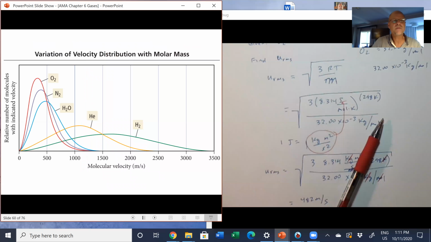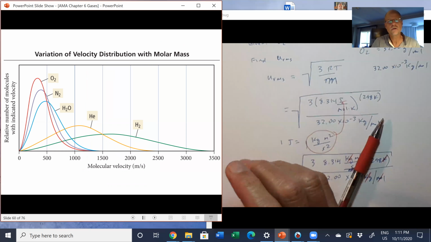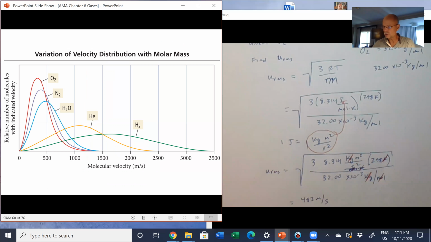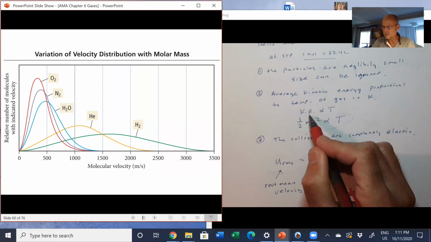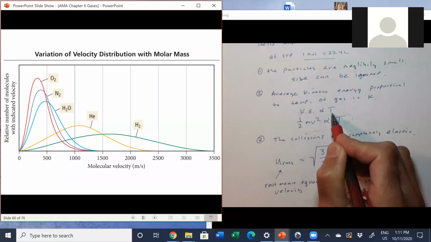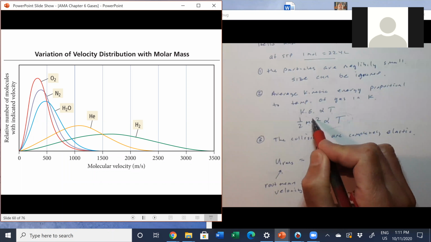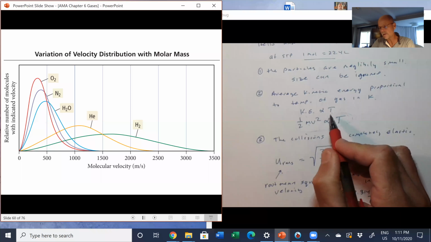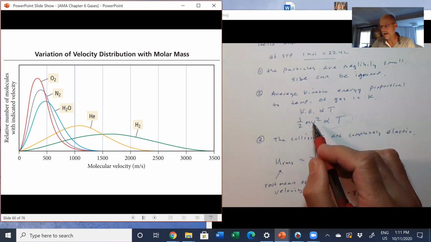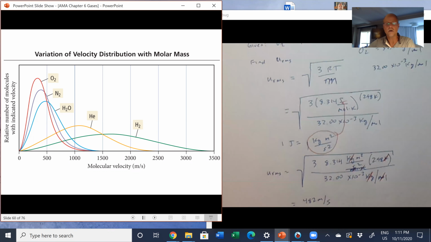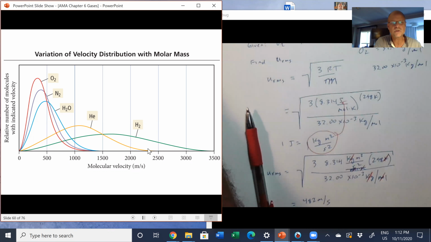What about the velocity distribution of gases of different molar masses? You already know that at a given temperature, all gases have the same kinetic energy. Kinetic energy is proportional only to temperature and nothing else. So all gases have a given kinetic energy at a given temperature. But you also notice that the velocity of the gases is not going to be the same for all gases because they don't all have the same mass. So we see a distribution of velocities, and that distribution changes for different gases.